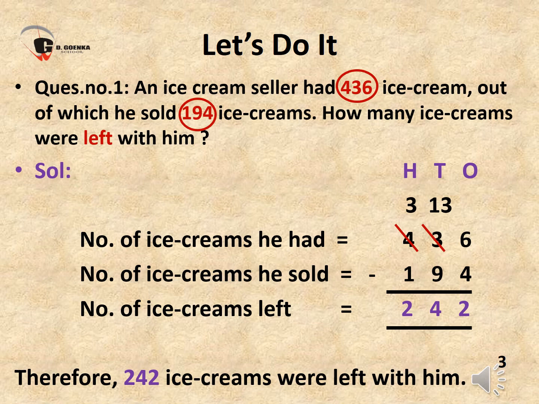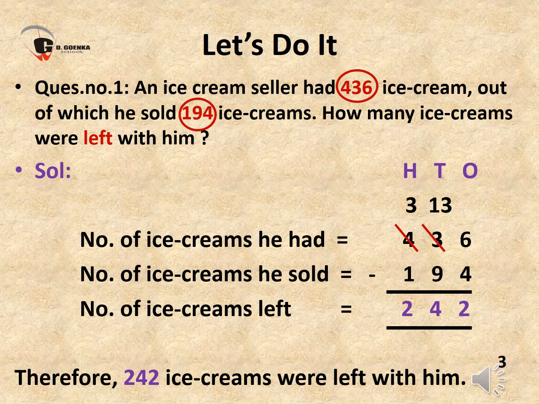Now let's begin our solution and align our statements. So first statement is number of ice creams he had, which is 436. Then number of ice creams he sold, which is 194. So we align our numbers under ones, tens, hundreds, and as you already know, first we'll solve our ones value. Here we'll have to minus 4 from 6. So 6 minus 4 is 2.